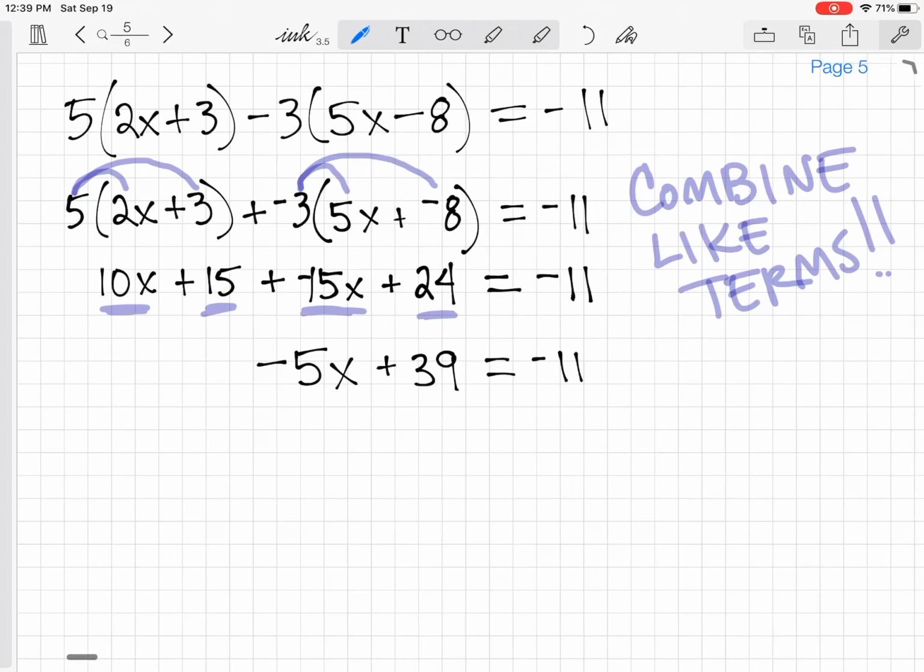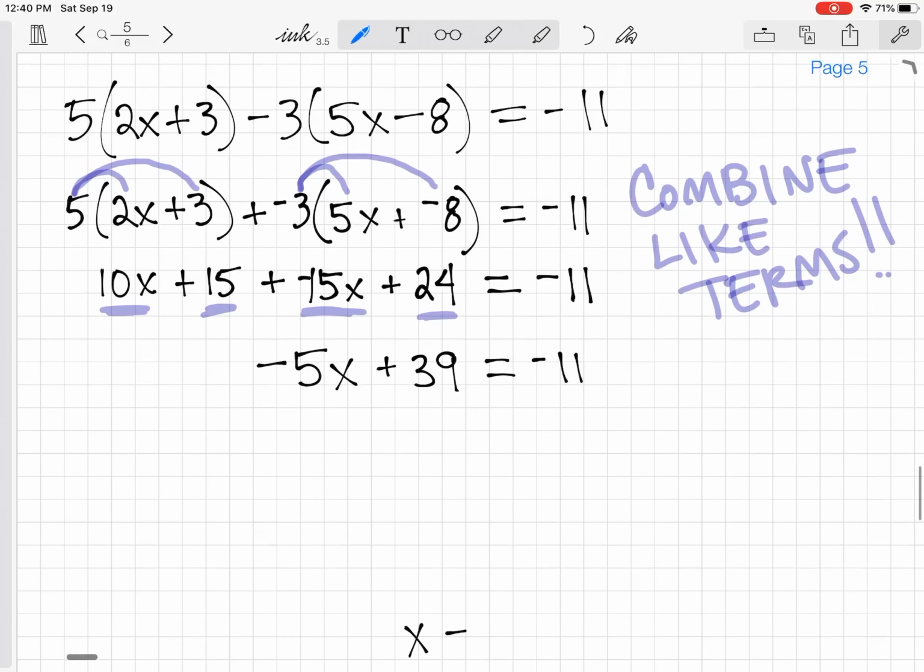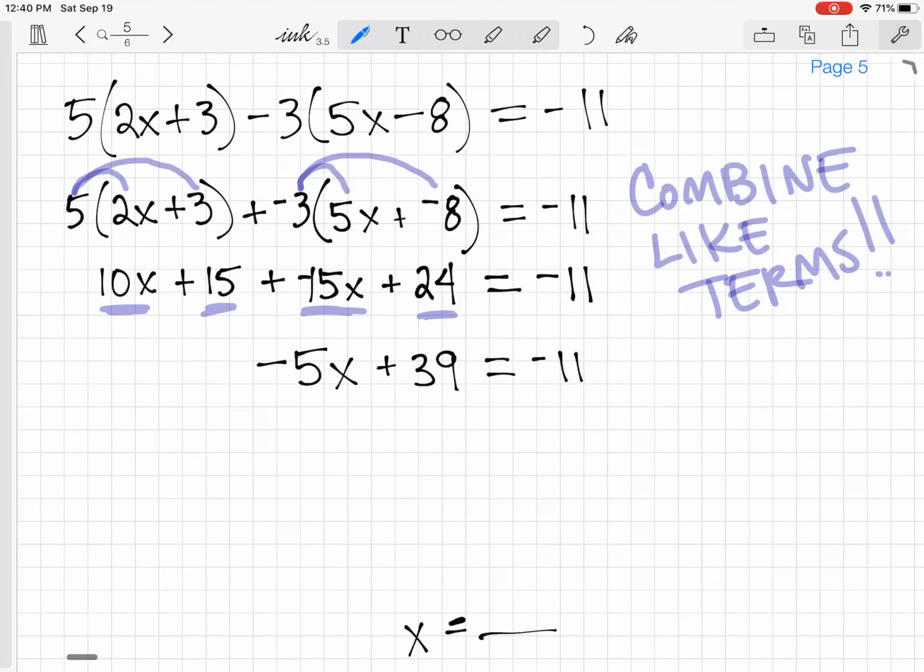Now this is something I can work with. So remember, I want it to look like this. I want x on its own. X equals something. So we've got to get rid of this plus 39 and this times negative 5. So let's get rid of the plus 39 first. So the opposite of 39 is going to be negative 39. So I'm going to subtract 39 from both sides.